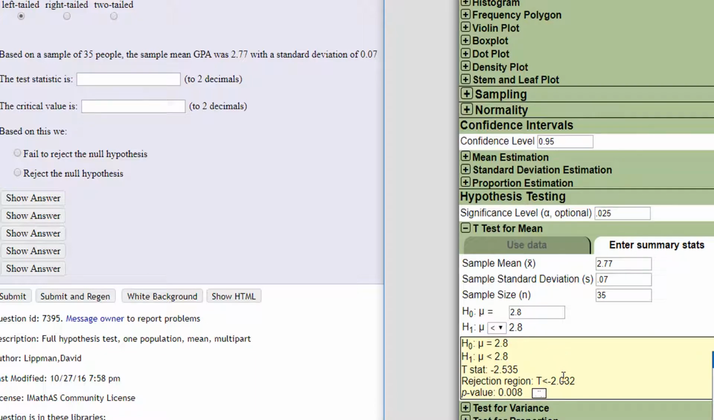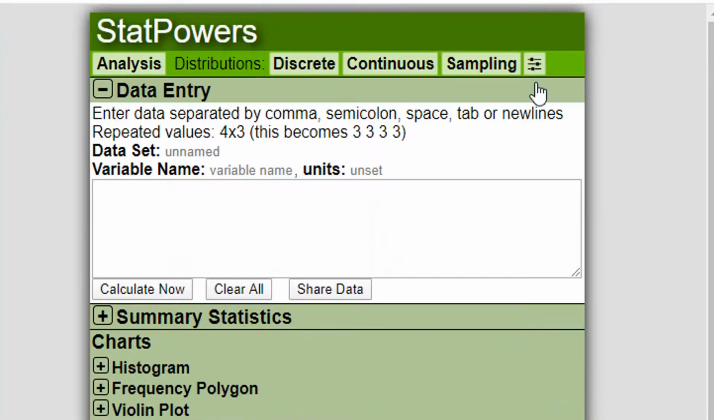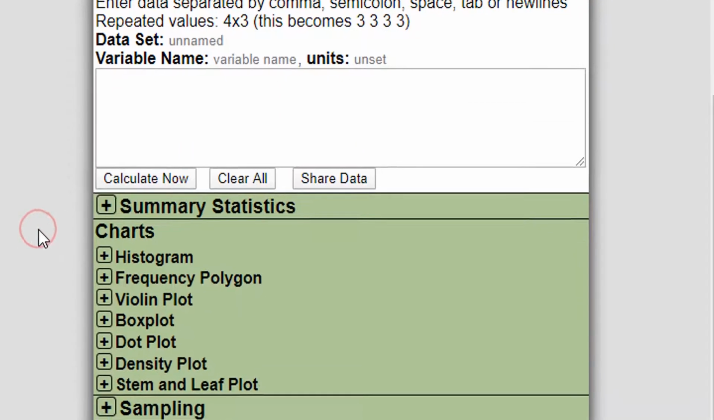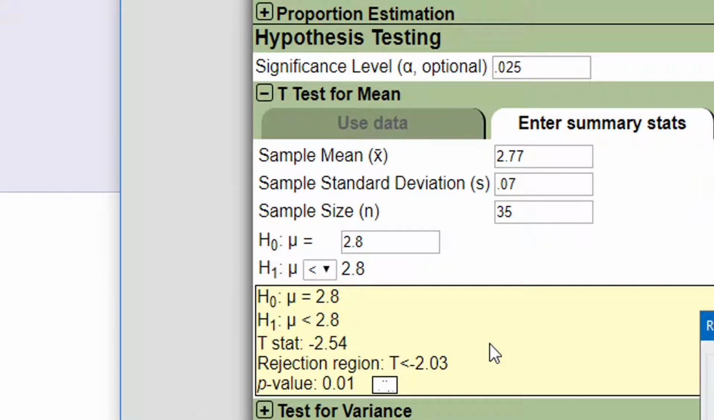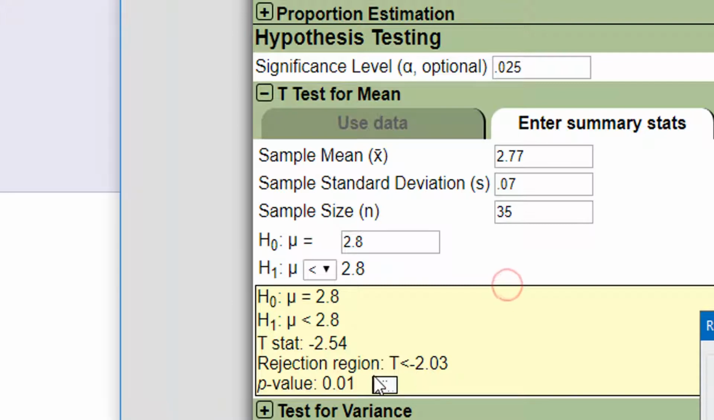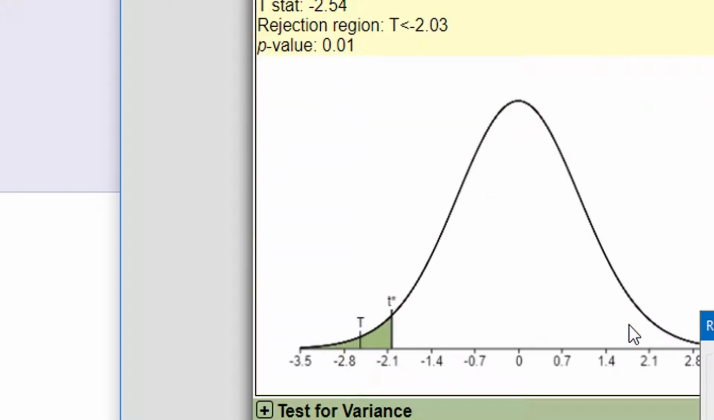It asks us to round to 2 decimal places, so I'm going up to the top of the screen to the settings and change the precision to 2, just so that I'm sure the rounding is done. I could round it myself, but why do it myself when I can use this? So it says that the test statistic is negative 2.54, and that the rejection region, the critical value, is negative 2.03. If you click here, you get a little picture that shows you the critical value and my test statistic, and you can see that my test statistic is less than the critical value. It's in what we call the rejection region.